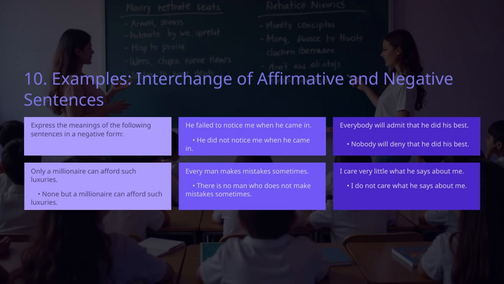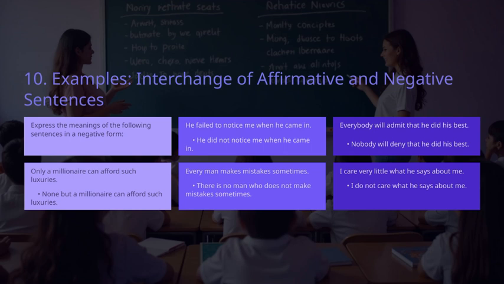Next, take the sentence, "He failed to notice me when he came in." Its negative form is simply, "He did not notice me when he came in." This straightforward negation clarifies that the action of noticing did not happen. Moving on, "Every man makes mistakes sometimes" can be expressed negatively as "There is no man who does not make mistakes sometimes." This form highlights that making mistakes is universal among men.